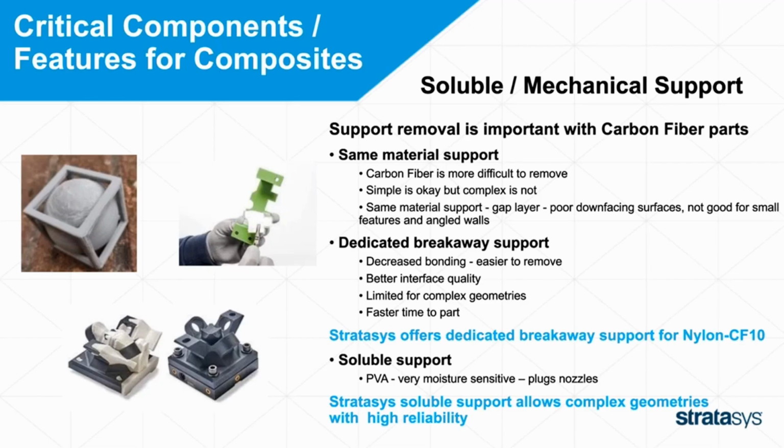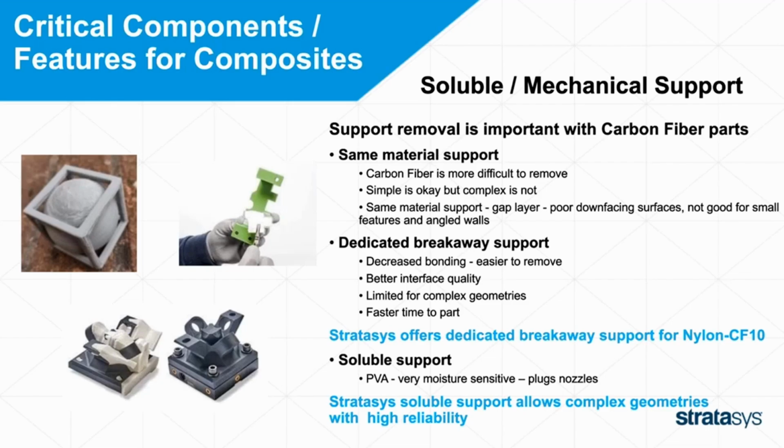Same material support relies on a gap layer between the model and the support material. And so they basically have a skip-a-layer printing so that you don't have as much adhesion between the support and the part. And that results in poor down-facing surfaces because you have that gap, and what happens is when the hot material gets put down, it will droop into that gap. And so it's not good for small features, and it's not good at angled walls because it just doesn't adhere to those angled walls and those small features.